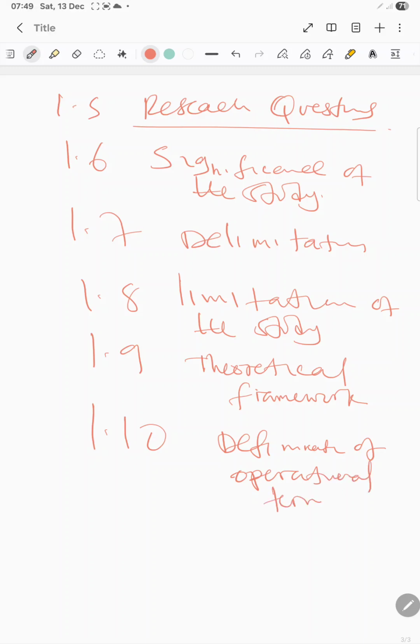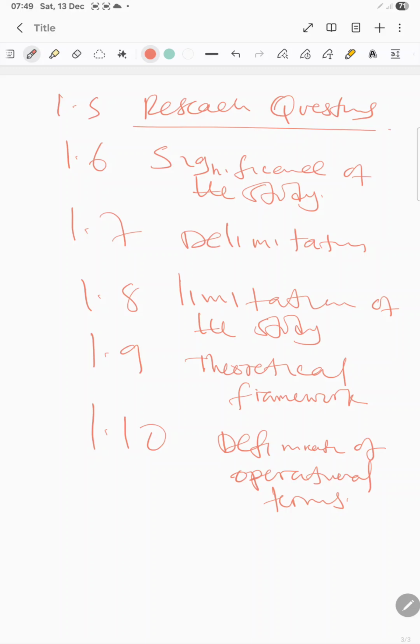Operational terms. When we say definition of operational terms in the research proposal, we are simply talking about the key terms in your research or proposal that people may find difficult to understand. So you need to define those key terms in the research. For instance, if you are looking at a research about truancy among learners, you should start defining the key terms that are in that topic.